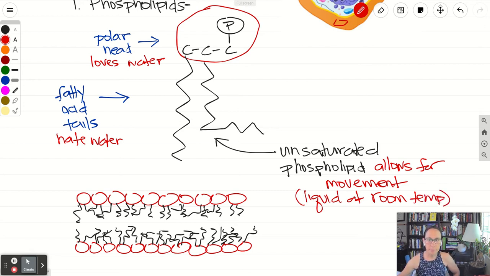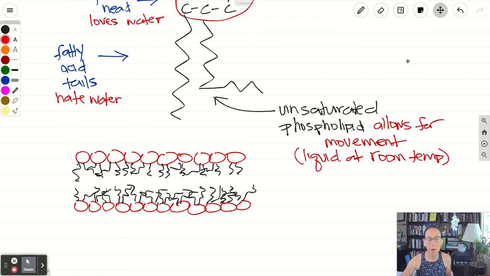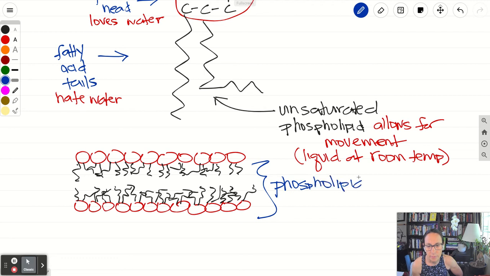Okay, so the major component of a plasma membrane is phospholipids. It is the main thing that it's made of. And it gets in this configuration, which is called a phospholipid bilayer. Because there are two layers, it's called a phospholipid bilayer. And like I said, all membranes are made of phospholipids, and all membranes are a phospholipid bilayer, for all the organelles inside the cell, including the plasma membrane.